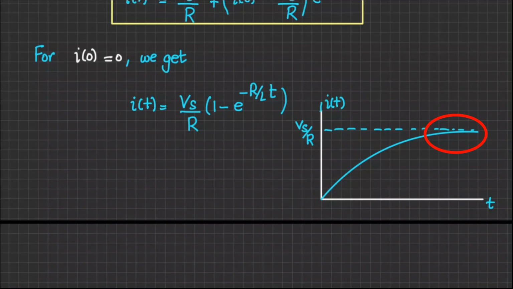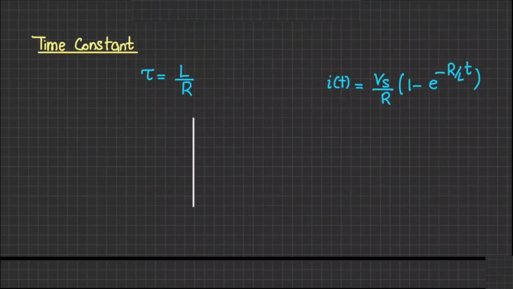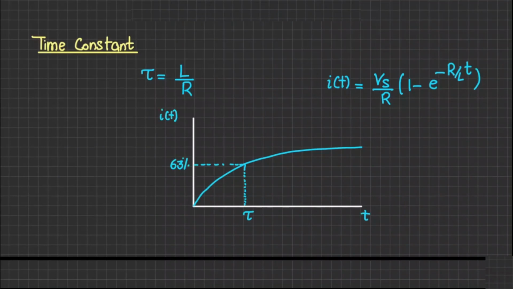At steady state, the voltage across the inductor becomes 0, and the current is determined entirely by the resistor R, following Ohm's law: I is equal to Vs over R. The term R over L defines the rate at which the current or voltage approaches its final value. The inverse of this term, which is equal to L over R, is called the time constant. After one time constant, the current reaches about 63% of its final value, and after 5 time constants, the current has essentially reached its steady state value.